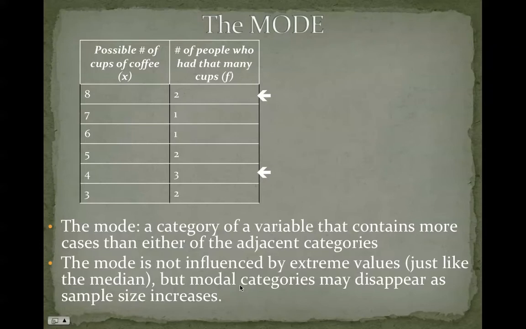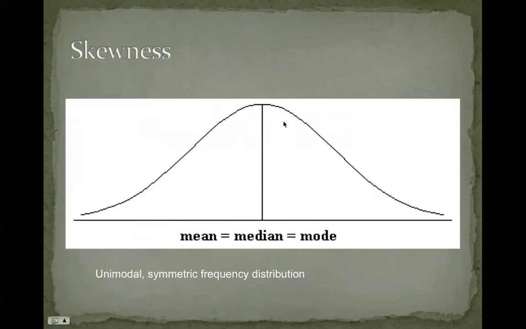It's also not influenced by extreme values, just like the median is. But as your sample size increases, these modes will change or disappear and so on. So likely this 2 would go away, and this 3 might get stronger. Who knows? It's hard to say with only this number of people. A mode is also often seen in a graph rather than in a table.